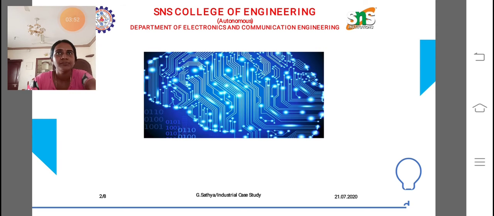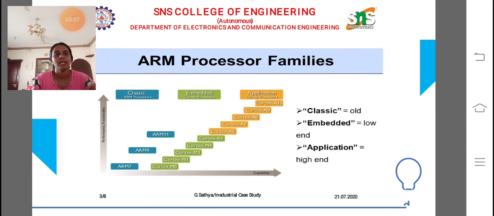Then we have to discuss our empathy part. In our empathy part, we are going to discuss three types of cases: the ARM classic family, then the embedded family, and the application-oriented family. So we are going to discuss these three topics in our empathy part.